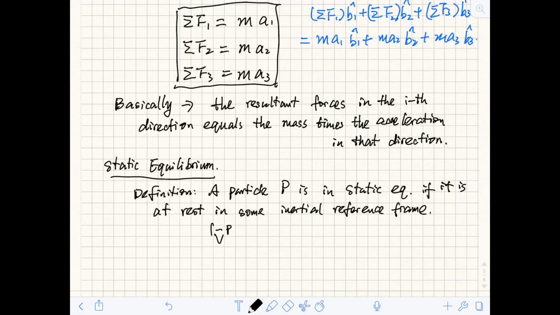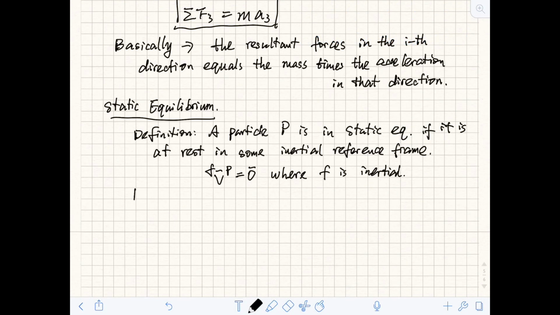We have the velocity of some point in the inertial frame equal to 0, where F is inertial. So the result is that if a particle is in static equilibrium, then the sum of all the forces acting on the particle is 0. We have the sum of the forces equal to 0.